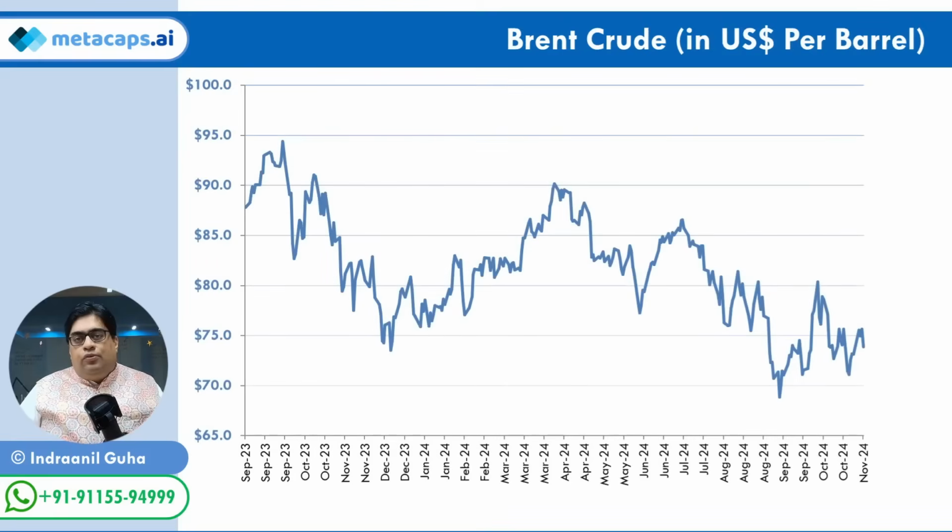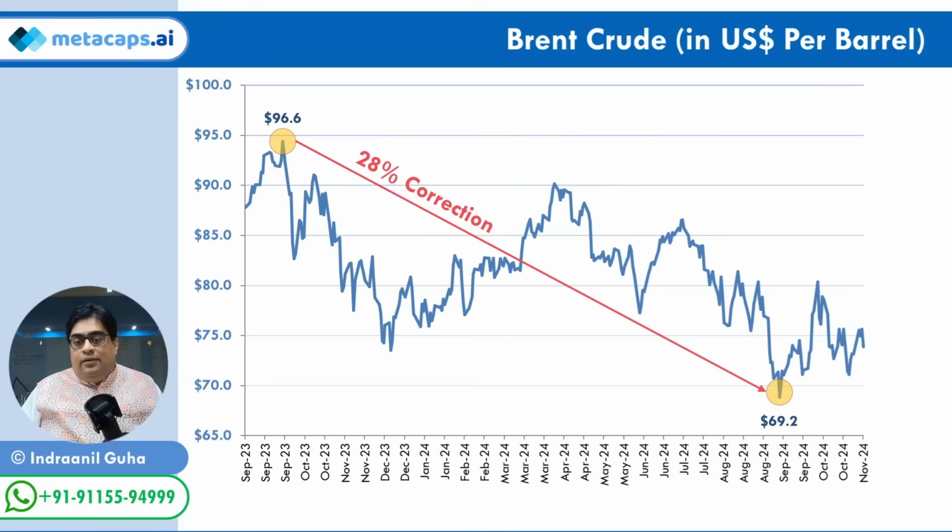This chart shows us how oil prices have trended over the last one year. I'm talking about Brent crude. Brent crude prices have crashed literally from almost $97 per barrel last year to under $70 per barrel as recently as September of 2024. That's a correction of a whopping 28% in the last 1 year.